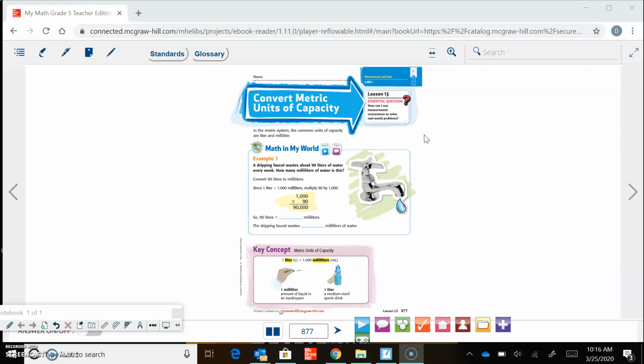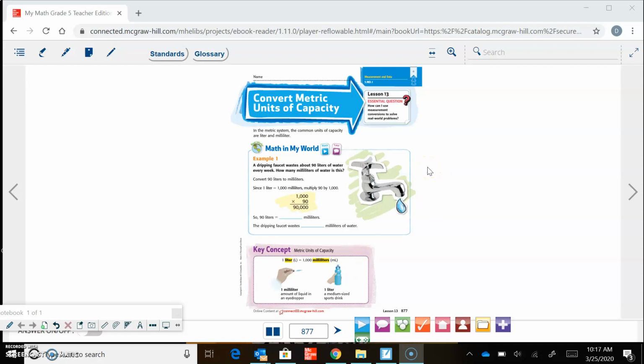Now, I think this is a lot easier than what you've been doing because there's only two metric units that you have to worry about. There's a liter that is similar to the water bottle you would bring to school. And then there's a milliliter, that's the amount of liquid in a teeny little eyedropper. Now, you need 1,000 milliliters to fill up 1 liter, which is like your water bottle.